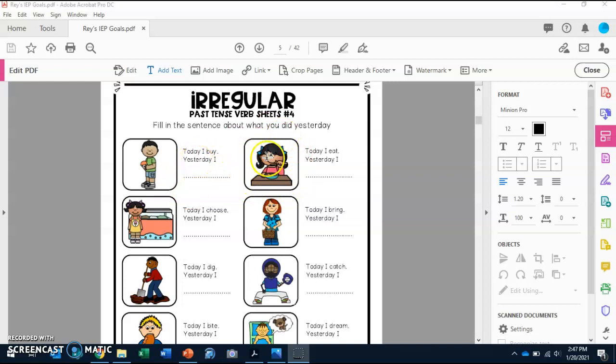I was going to do number 1, but let's change it up a little. Let me do the one on the right. I will number this number 2. And it says, today I eat. Yesterday I.